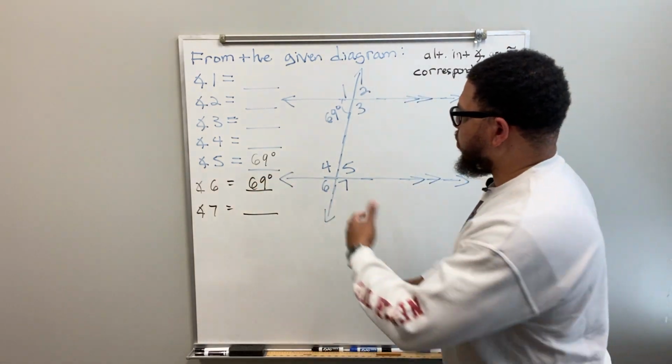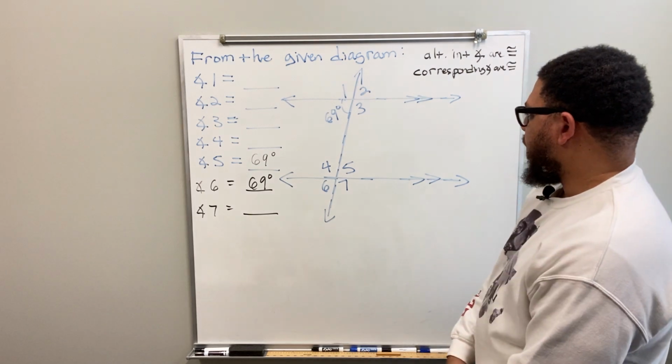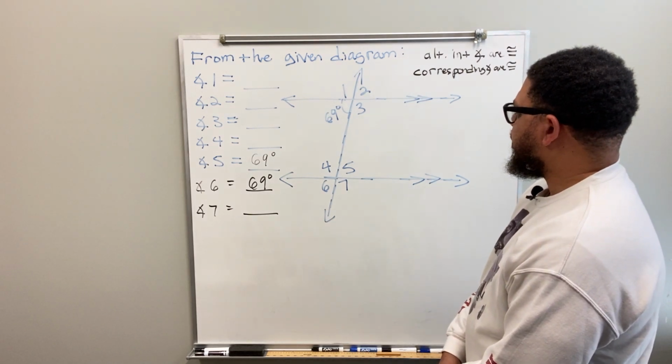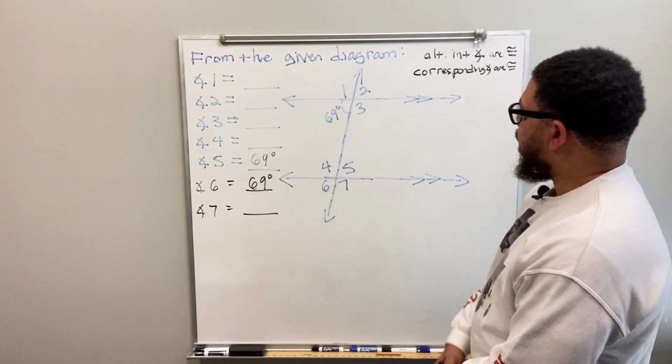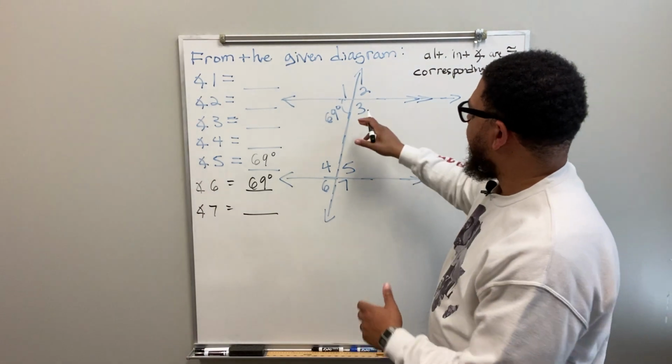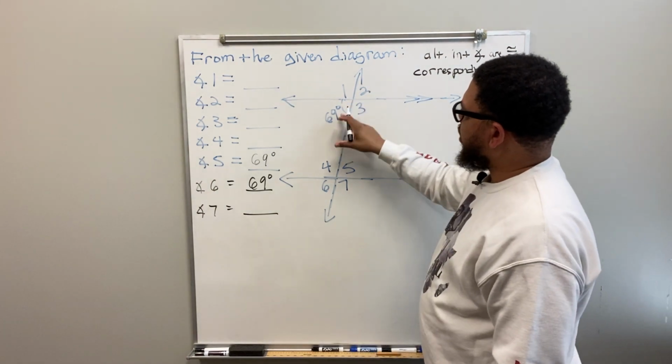All right, so cool. So I know what angle 5 is. I know what angle 6 is. All right, what else jumps out at me? Let me see. All right, what about angle 2? Angle 2 jumps out at me too, also because these are called vertical angles.